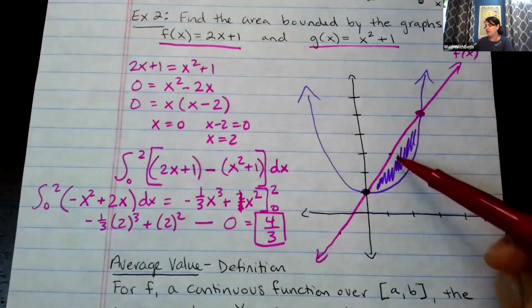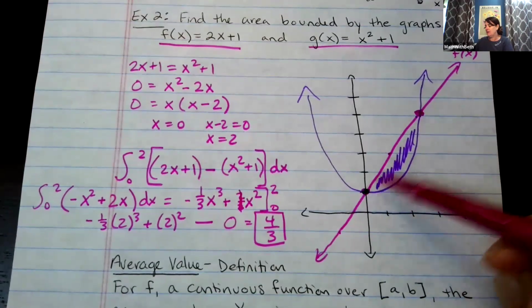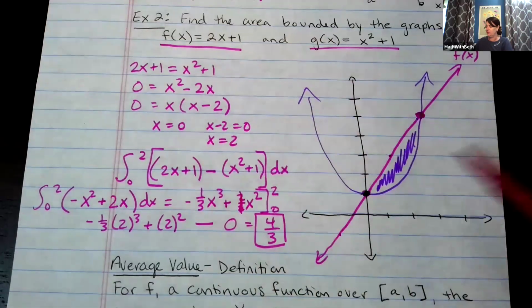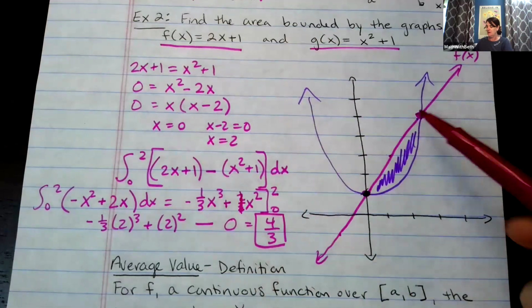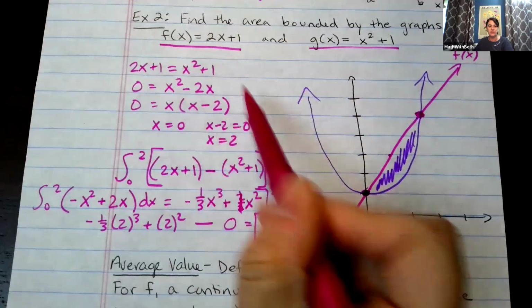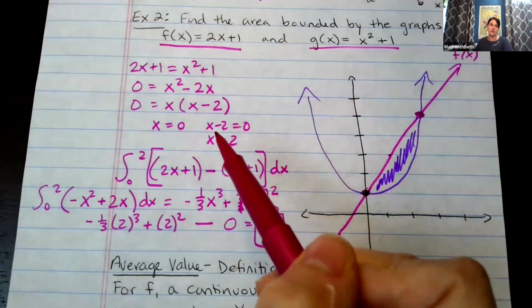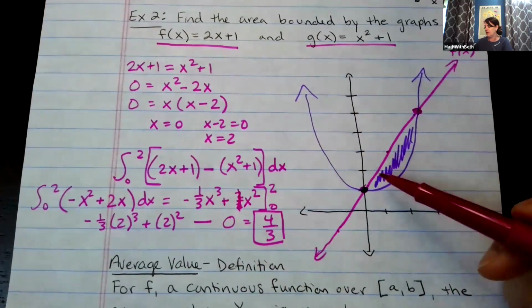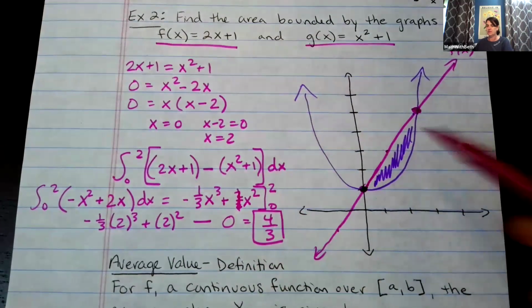So you just have to make sure you know where you're looking. So in this case, they didn't tell me to look between 0 and 2. So I had to use the graph to figure out and set them equal to each other to figure out I was going between 0 and 2. And I needed to know which graph was the top one, so I could do the top minus the bottom.